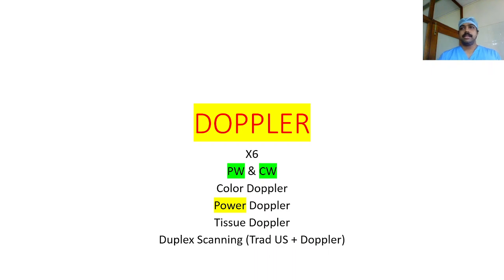So Doppler, mainly there are 6 types. That is pulse wave Doppler, continuous wave Doppler. We have the color Doppler, then power Doppler, tissue Doppler, then duplex scanning.